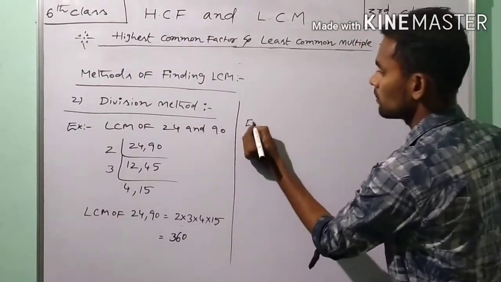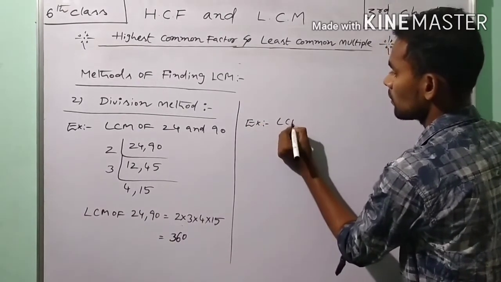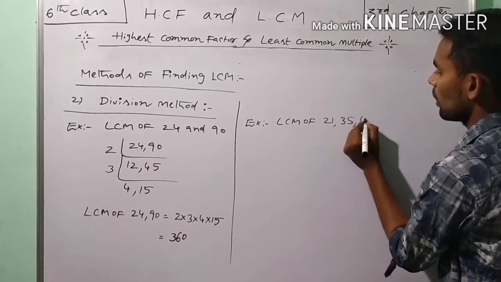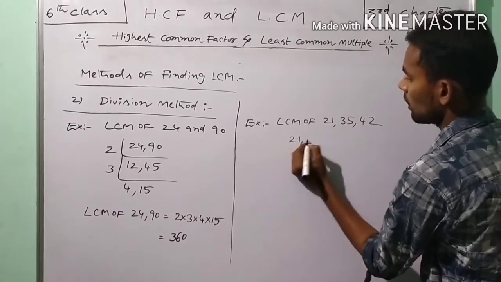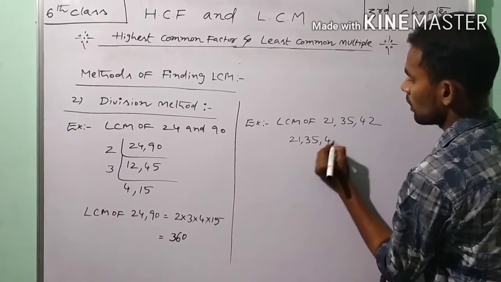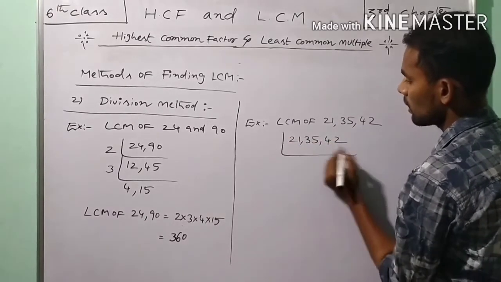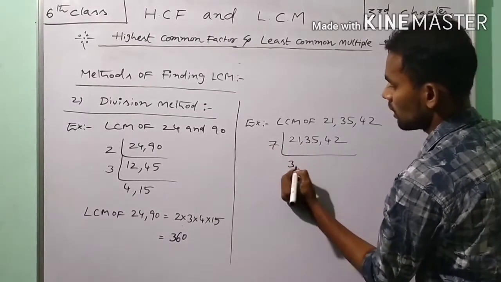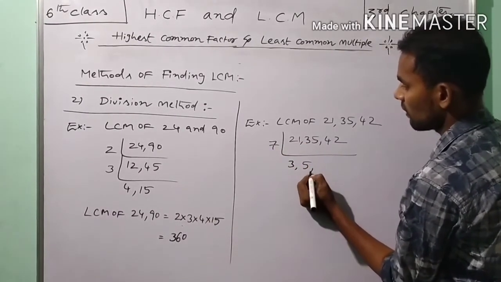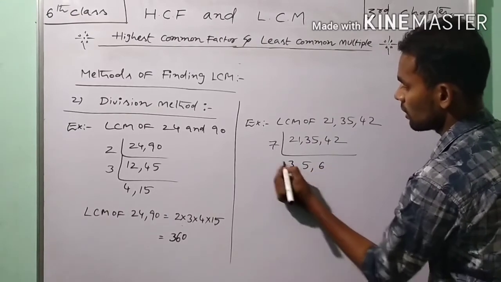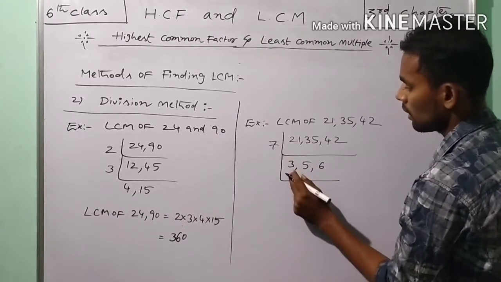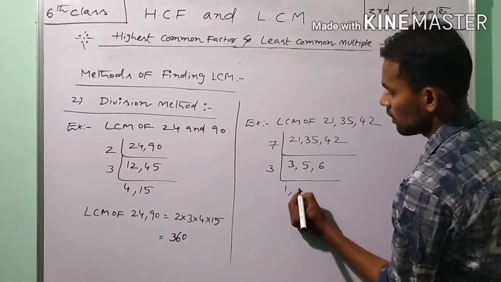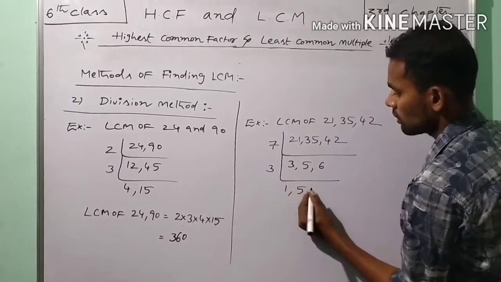Another example, LCM of 21, 35, 42. The three numbers are divisible by 7. 7 3s are 21, 7 5s are 35, 7 6s are 42. 3 and 6 are divisible by 3. 3 1s are 3, 5, 3 2s are 6.